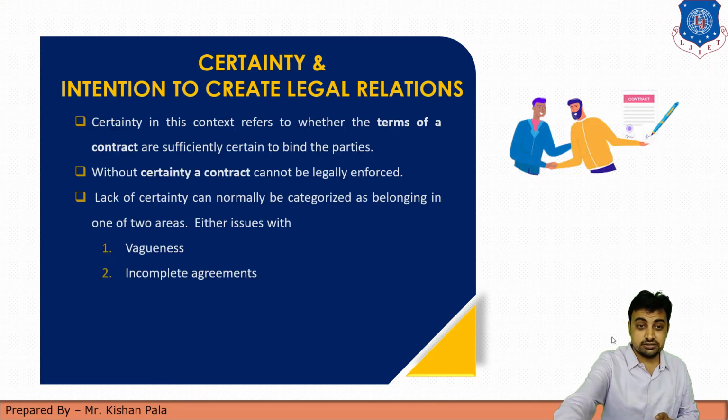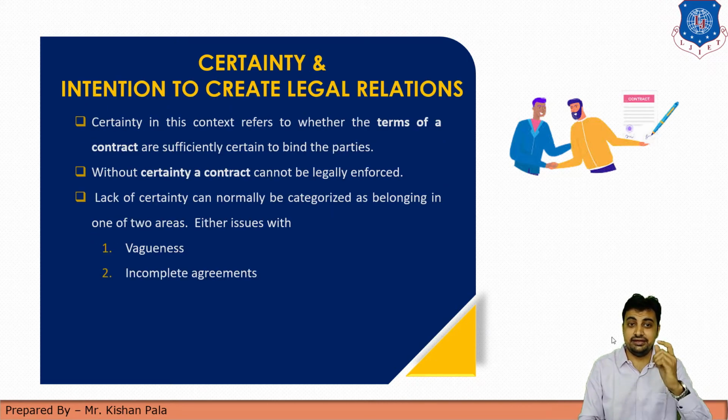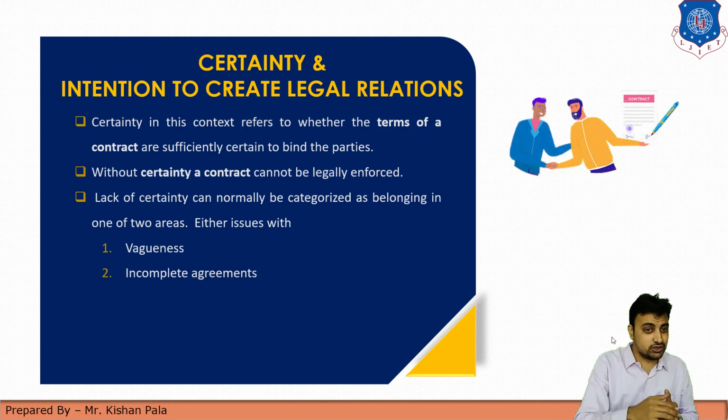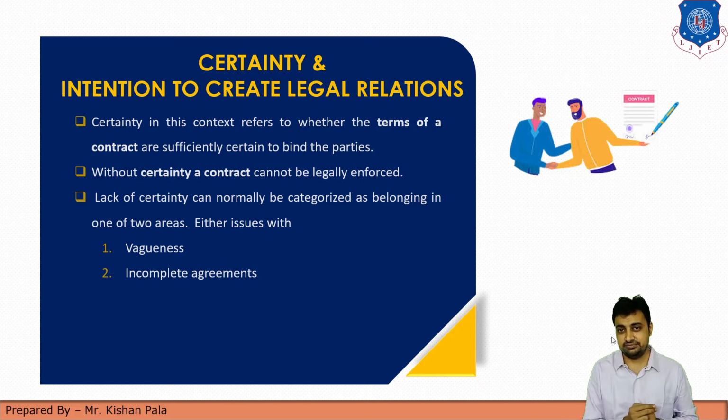Now, let us discuss certainty and intention to create legal relations. This is the third step of contract formation. Certainty refers to whether the terms of the contract are sufficiently certain to bind the parties. You can see on this slide, a lack of certainty can normally be categorized into two areas. The first one is vagueness and the second one is incomplete agreements.